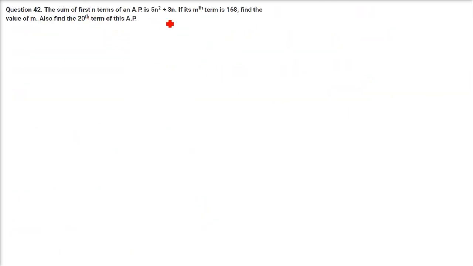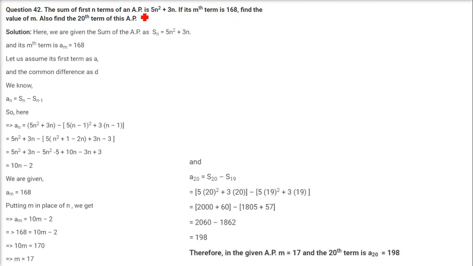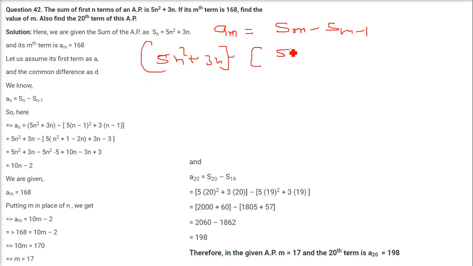The sum of first n terms of an AP is given. If the mth term is 168, find the value of m. Also find the 28th term of this AP. The same thing we are going to apply. The mth term is Sm minus S(m minus 1). You can use m or n either way, because it doesn't matter. So this is Sn, 5n square plus 3n, minus (5 into (n minus 1) whole square plus 3 into (n minus 1)).